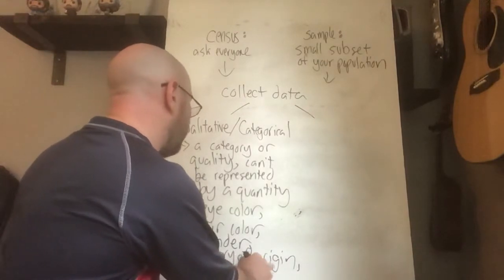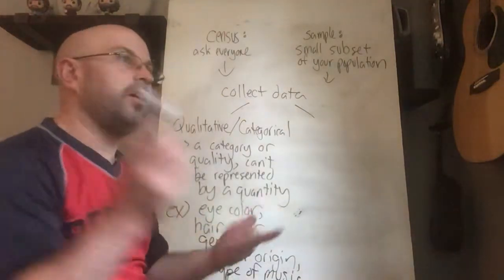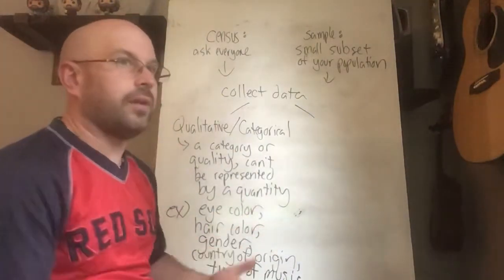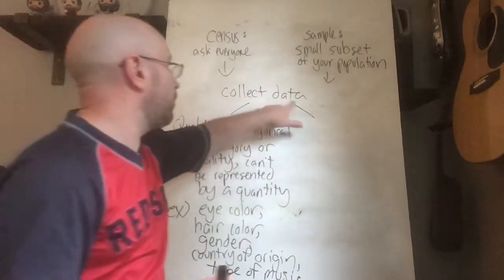If you ask someone, what type of music do you like? They're not going to say 3. No. They might say, I like country, I like rap, I like rock, I like classical. Those are all different types. These are all qualitative or categorical, right?